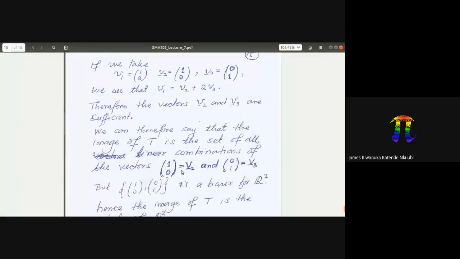Based on that, we can say that these two vectors, (1, 0) and (0, 1), will form a basis for the image. We already know that these two vectors span R2, so our image will be the whole of R2, right? Because these two vectors that span the image turn out to be the same two vectors that span the whole of R2. So our image is just the whole of R2. So here's an example of a linear map that is surjective because the image is the whole of R2.